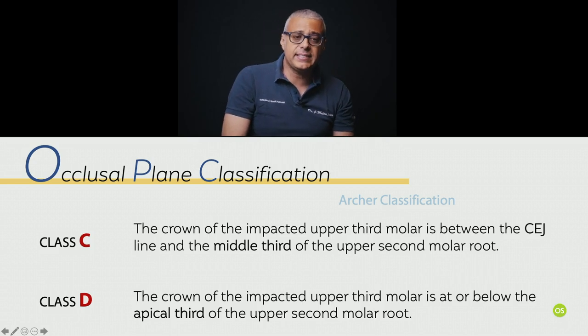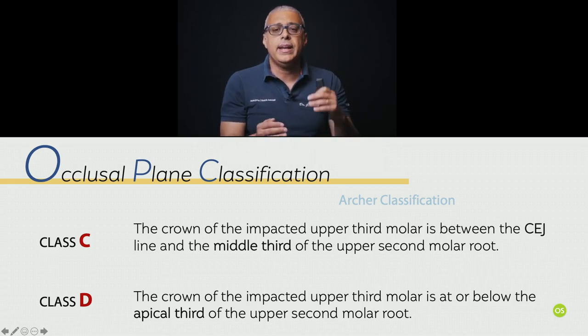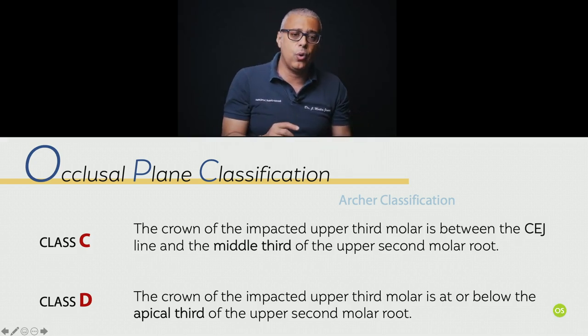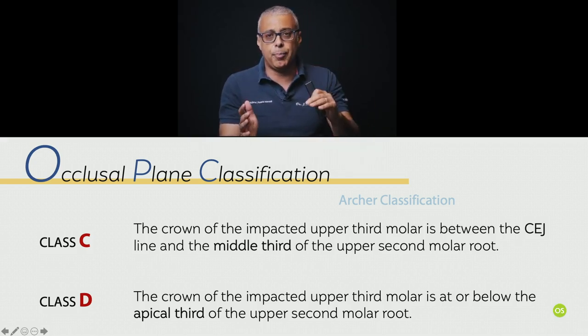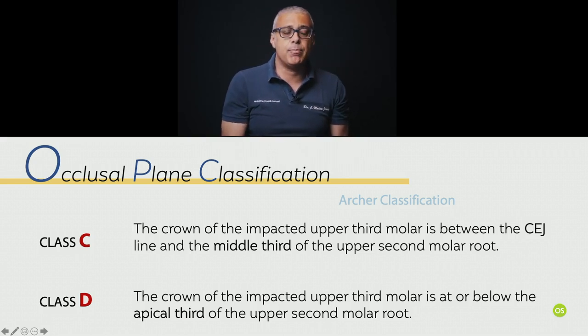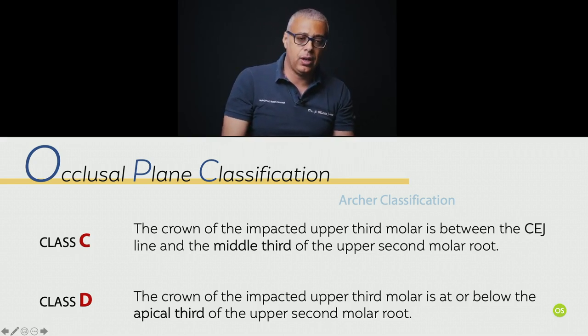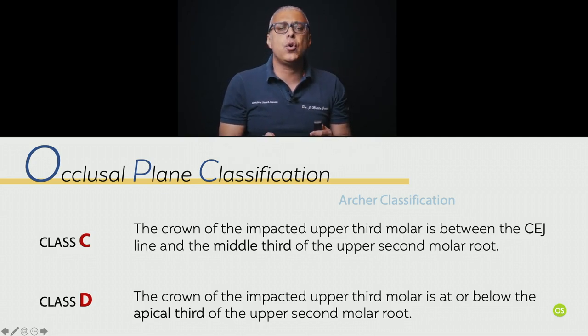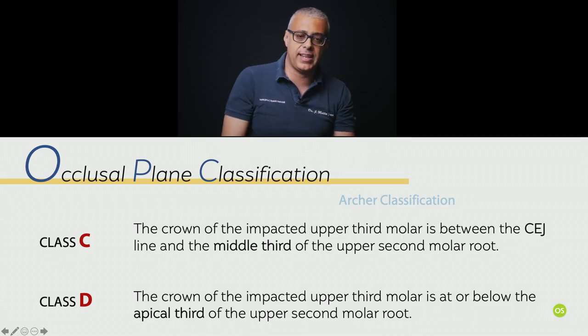A class C classification sees the crown of the upper third molar in between the CEJ line of the second molar and the middle third of the upper molar roots. Whereas in class D, which is the most impacted classification, the crown of the impacted third molar is going to be at or below the apical third of the upper second molar.